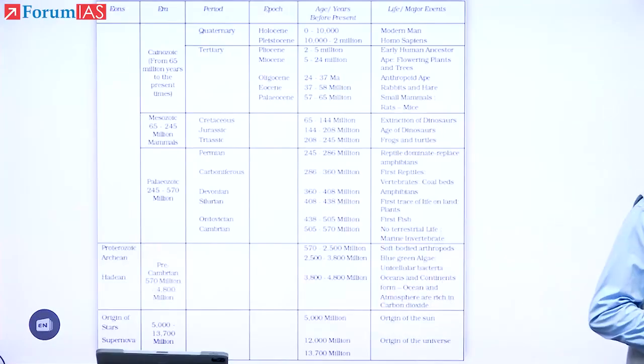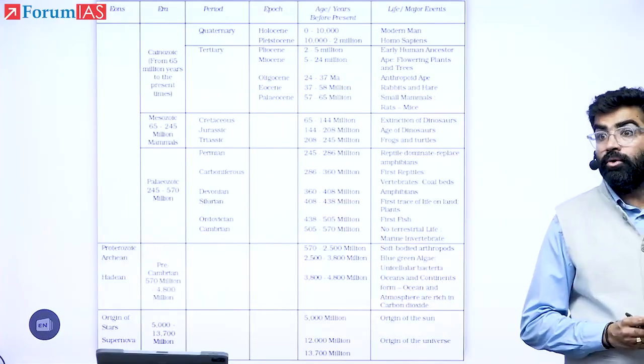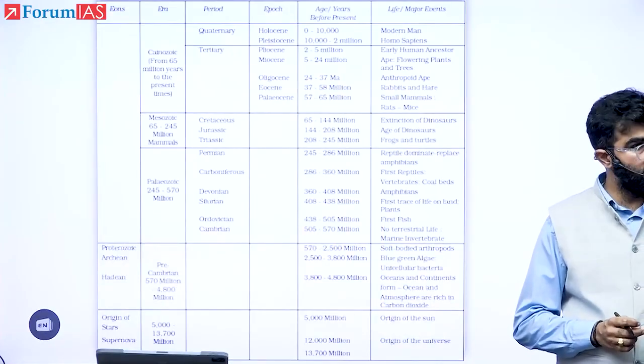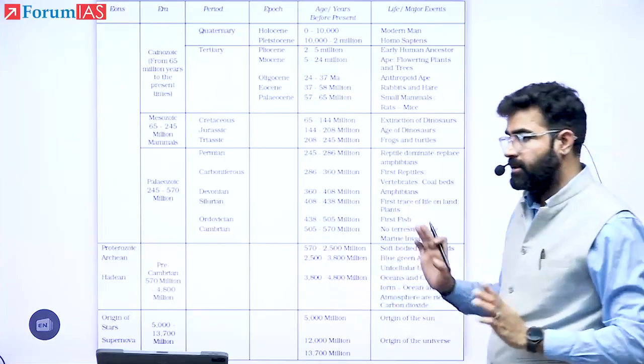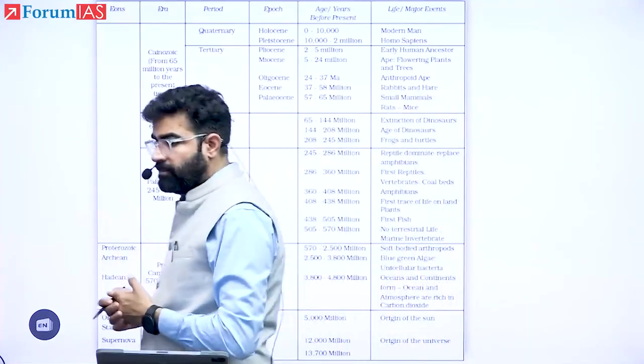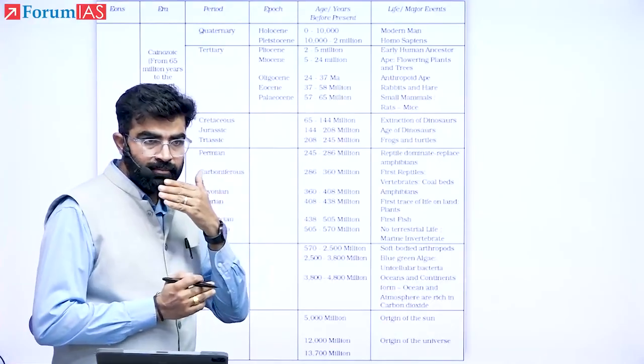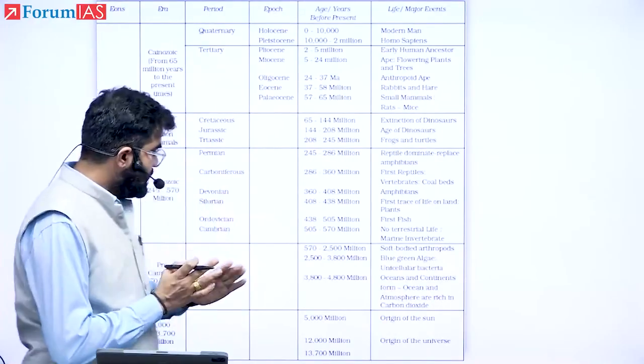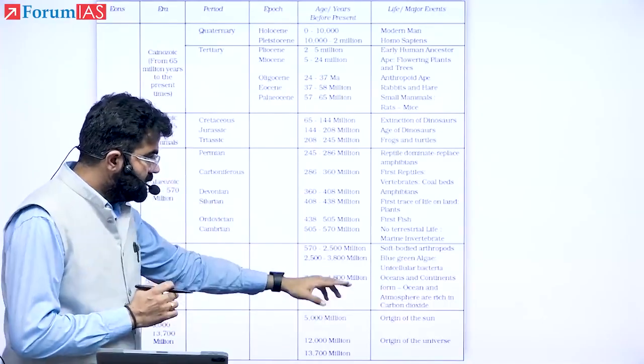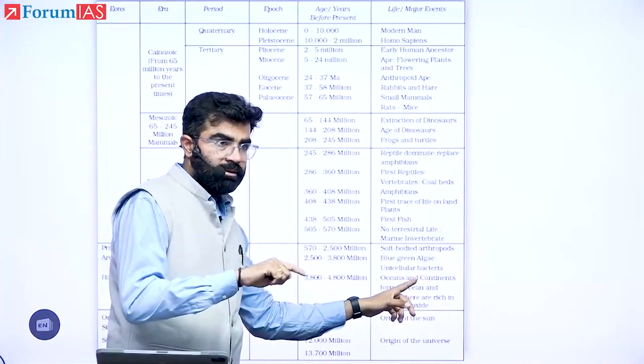And now what will happen? Blue-green algae are known for photosynthesis. So photosynthesis will start in this time period and oxygen was added. Tell me where they will start. Cyanobacteria will evolve in oceans or on land? In the oceans.